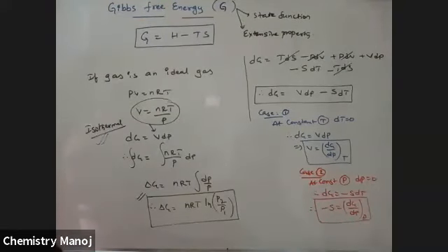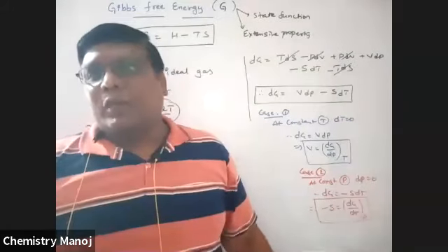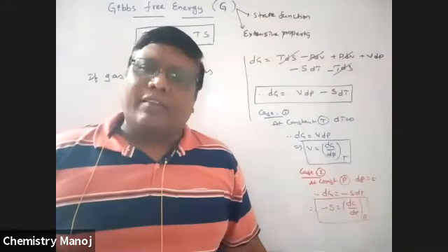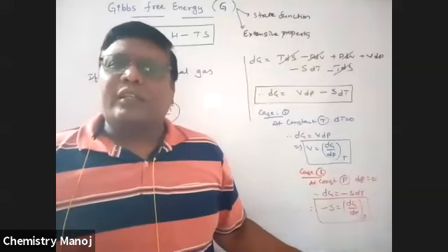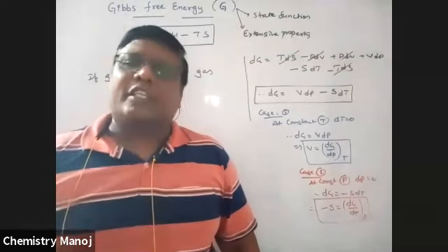So what is Gibbs energy? Gibbs energy is nothing but useful energy, useful energy to convert into work. What is entropy? That is the unavailable energy. Entropy is nothing but unavailable energy. That means that energy is not used to convert into work. That is escaping from the system.